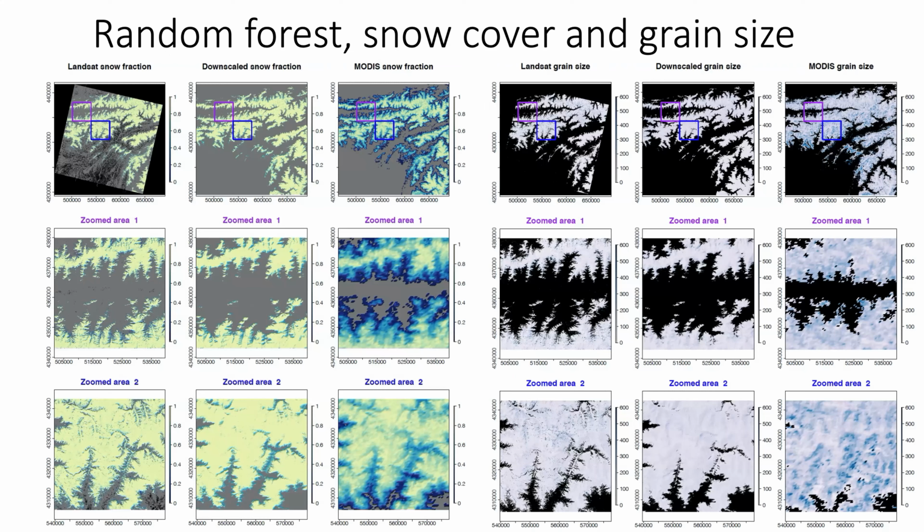This figure shows the analysis in the Premier mountain range. On the left side is the snow cover, and on the right side is the grain size. The first column in each set is the Landsat image, the second is the random forest model, and the third is from MODIS. The top row shows the full Landsat scene, and the second and third rows show two different zooms. As with previous examples I showed for snow cover, the middle column more closely matches the 30-meter Landsat on the right side. For grain size, that is also true for these figures.